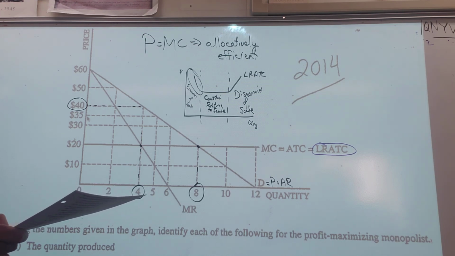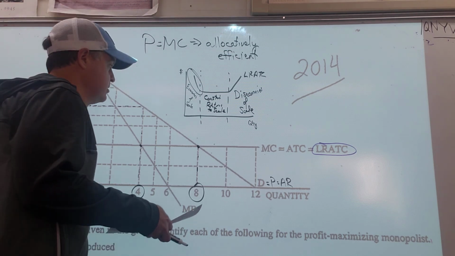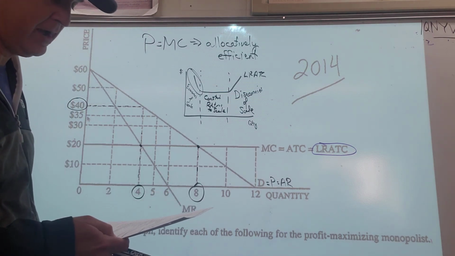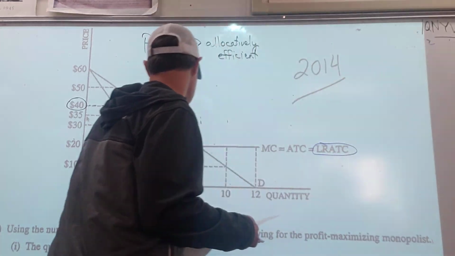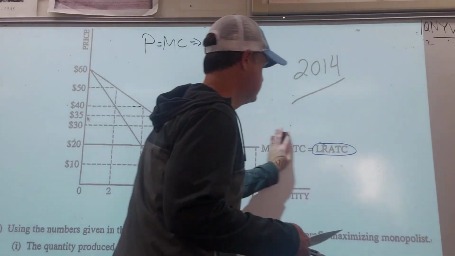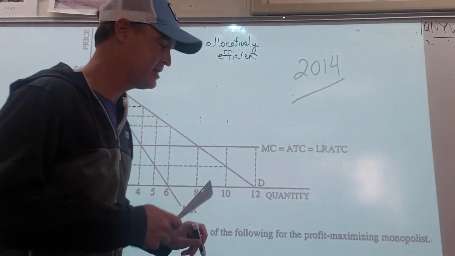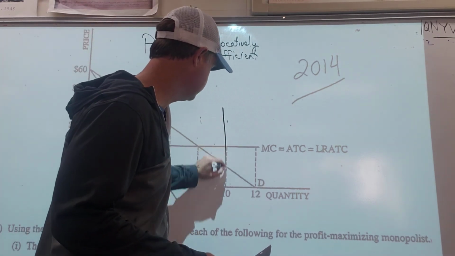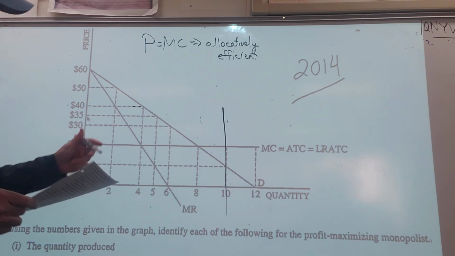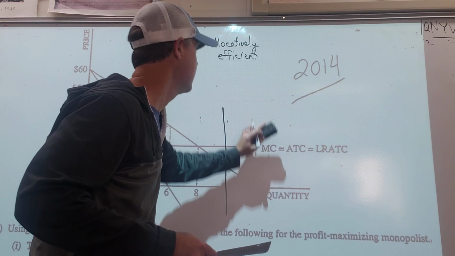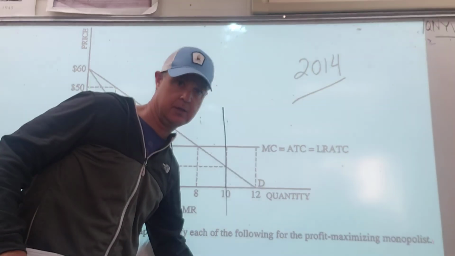C says, now assume the monopolist produces 10 units. Using the numbers given in the graph, calculate each of the following. All right, so I'm going to get all this out of the way. This is the government coming in and telling them they have to produce exactly 10 units. So that's how many they produce. Using the numbers in the graph, calculate each of the following. C I, and I'll put it up here. You should be able to see that.